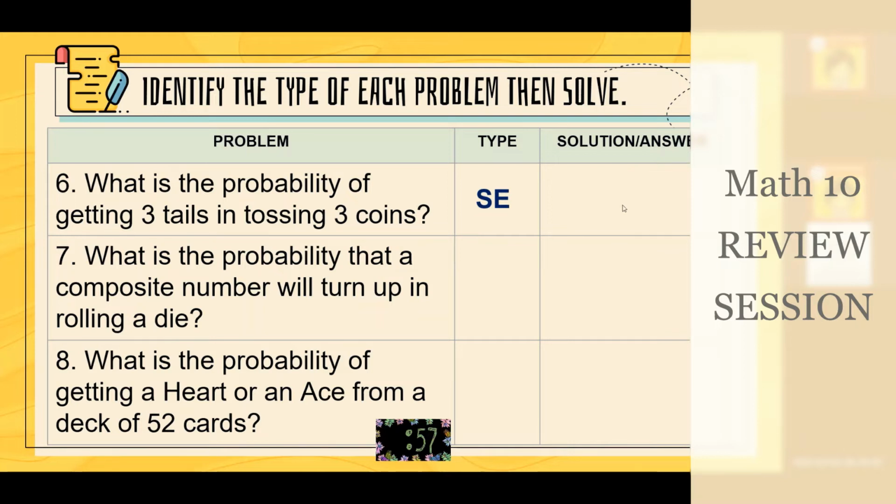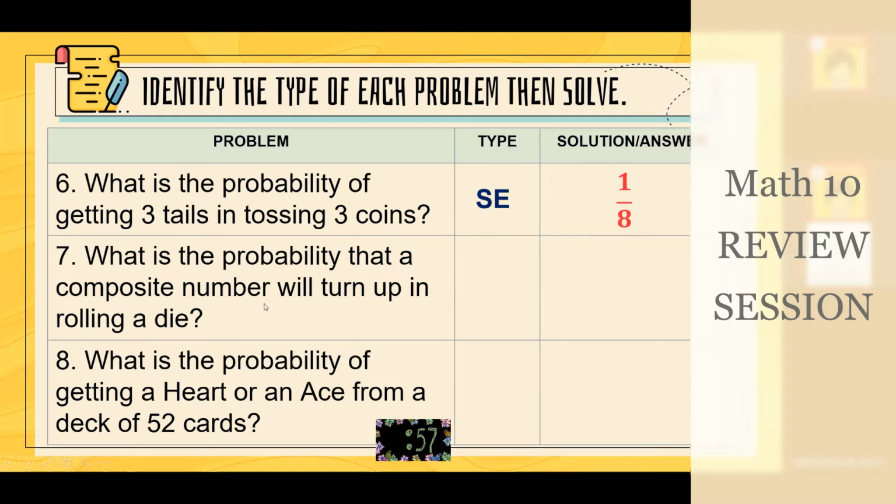Jonas, number 6. What is the probability of getting 3 tails in tossing 3 coins? 1/8. Let's see, Jonas. Very good. So it's 1/8. No need to show the solution. It's 1/8, because if you will list, there are 8 outcomes because you have to toss 3 coins. That's 2 cube. That's why 8, diba? Kasi if you will list HHH, HTH, and so on, until TTT. So getting 3 tails, there's 1 possibility lang.